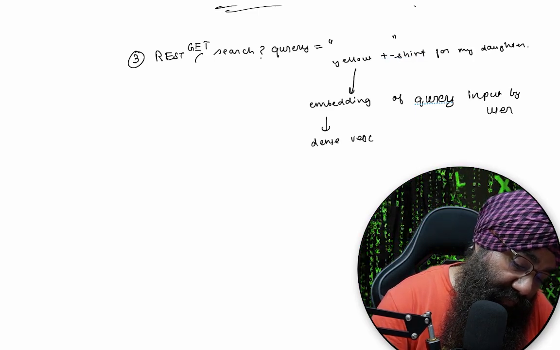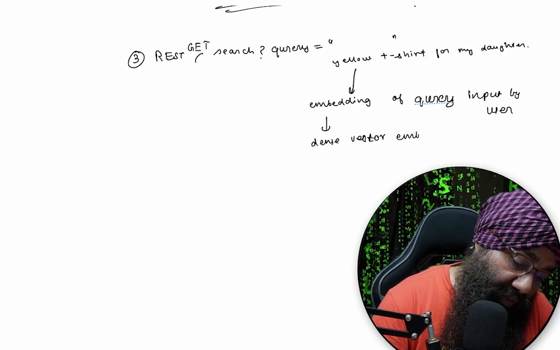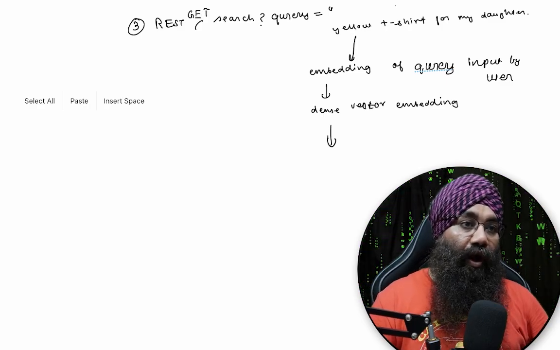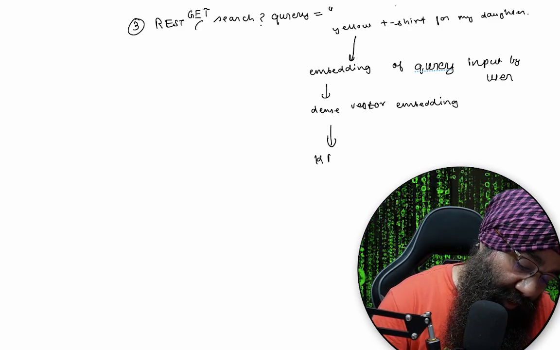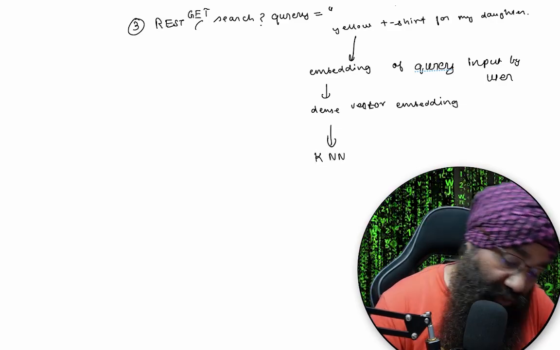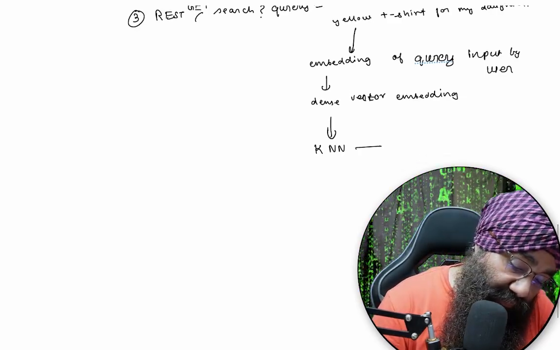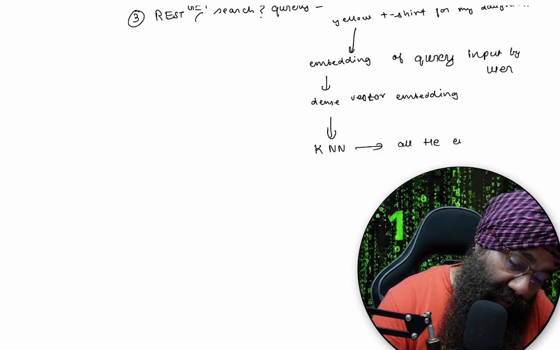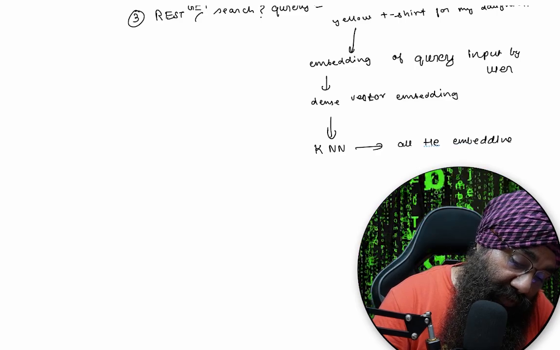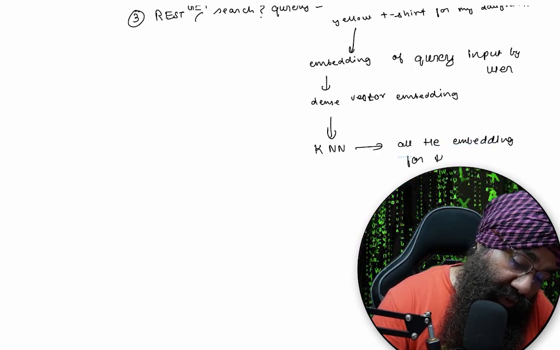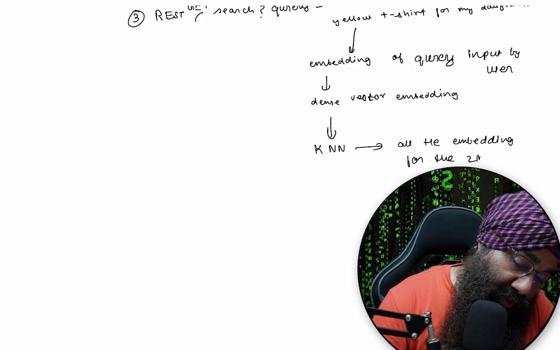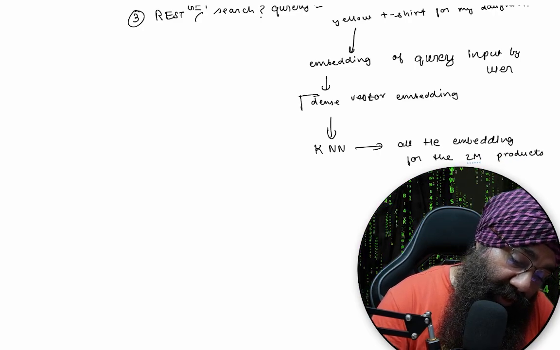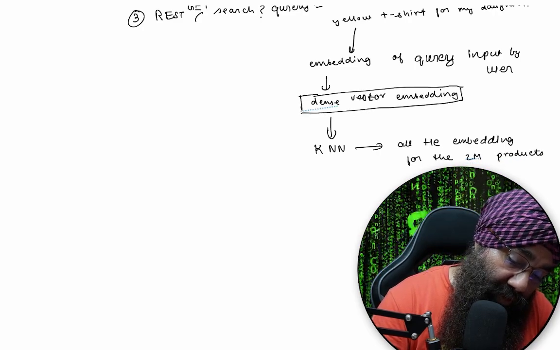Again, you will get a dense vector embedding for this query, and then using this dense vector you need to run a KNN search, which is K nearest neighbor. It is a machine learning algorithm. You need to run a KNN search on all the product embeddings which you had generated earlier and saved in your Elasticsearch, using the dense vector embedding that you have generated for the input query which the user has sent.